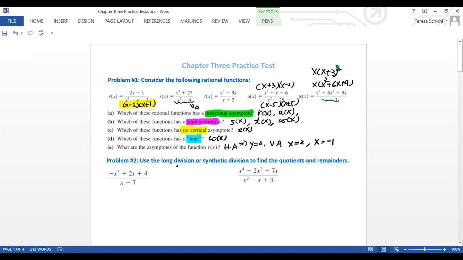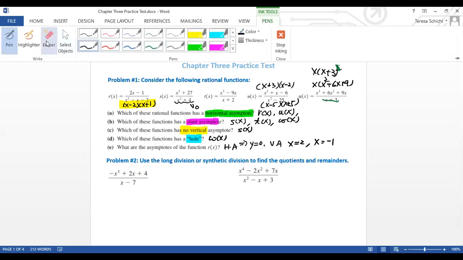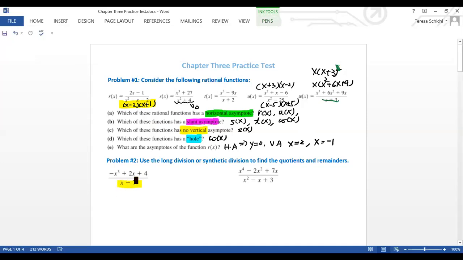Use long division or synthetic division to find the quotient and the remainder. Like we said, synthetic is easier than long division, but it's not as flexible. Typically I will use synthetic if my denominator is a linear function, like x minus 5 or x plus 2. So I can use synthetic.